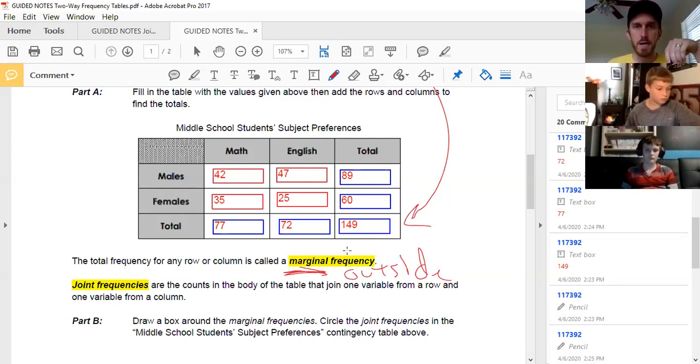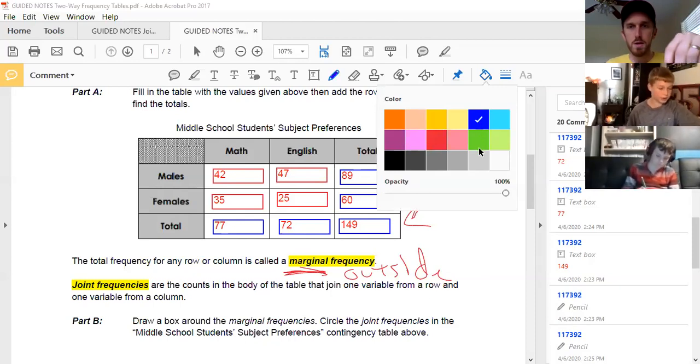Okay. I'm going to actually switch to blue. Does that work? Hopefully that works.